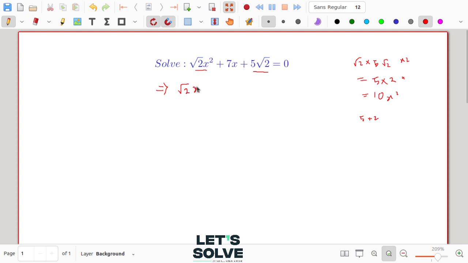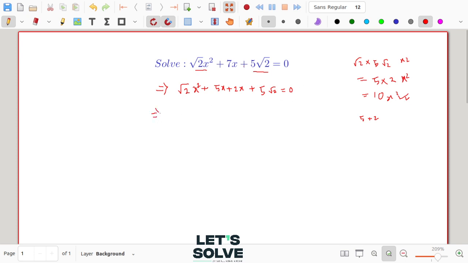So root 2x square plus 7x we can write as 5x plus 2x and then plus 5 root 2. So we apply the splitting middle term process. Again I'm saying how it's coming. So check, 5x plus 2x equals 7x, and their product 5x into 2x will be 10x square. It's matching with the product of the last and first terms, 10x square. Okay, this is the first step of splitting the middle term.